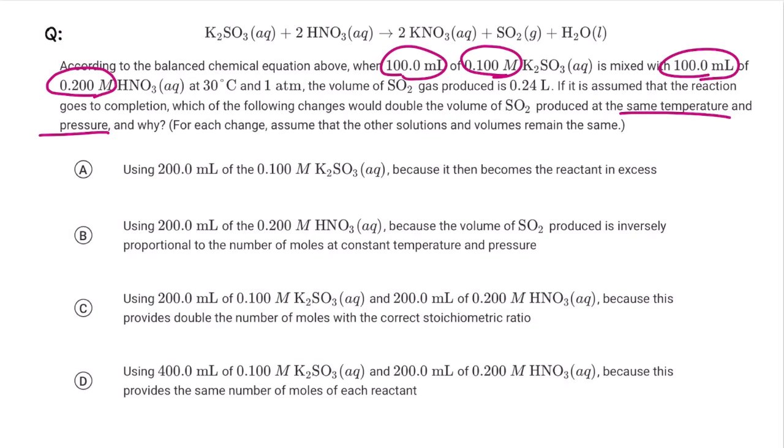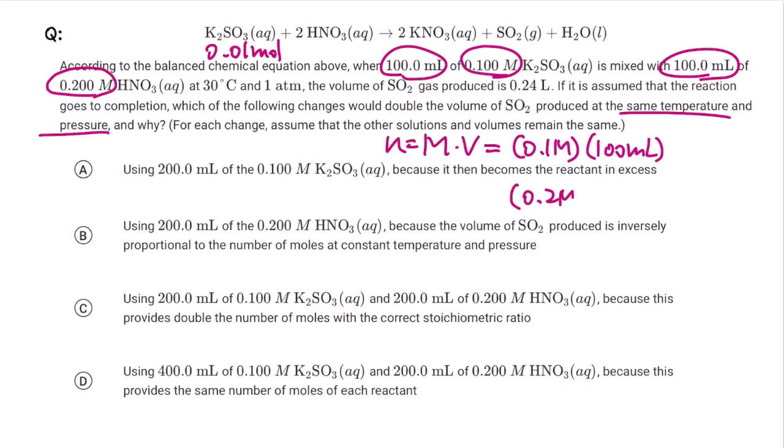Then I will have to decide which one is a limiting reactant. For this type of question, for this type of reaction, I have to decide which one is a limiting reactant. The number of moles of the potassium sulfide is equal to concentration multiplied by the volume, 0.1 molar multiplied by 100 milliliters, that is equal to 0.01 mole. The number of moles of the nitric acid is equal to, again, 0.2 molar multiplied by 100 milliliters, 0.02 moles.